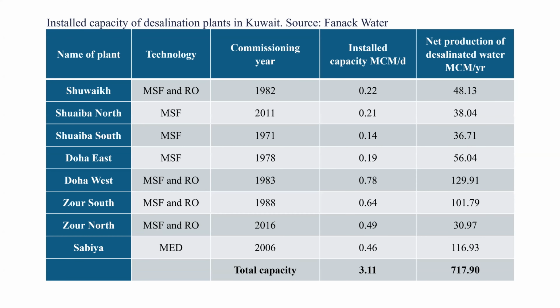So the installed capacity of desalination plants in Kuwait: I told you we have 8 of them, and the latest one was commissioned in 2016. It's called Zour Shimali, or Zour North, and we have a total installed capacity of almost 3 million cubic meters per day, and per year it's 717.